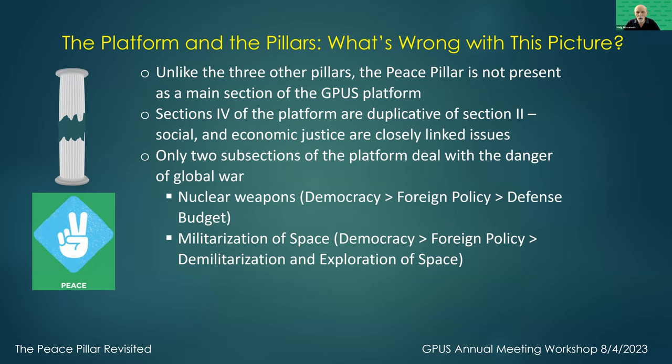Section four turns out to be somewhat redundant to section two, because social and economic justice are closely linked issues. Anyone who's thought about it sees that economic injustice leads to social injustice and vice versa. So it's not clear why they're separated as major headings of the platform. There is some reference to global peace issues in the platform, but it's buried fairly deep under other sections. Nuclear weapons and their danger are addressed in the democracy, foreign policy, defense budget subsection, and the militarization of space, also a serious threat to peace, is talked about in the democracy, foreign policy subsection as well. So it's not that the platform is devoid of peace concerns, it's just that they're tucked away and they're not prominent.